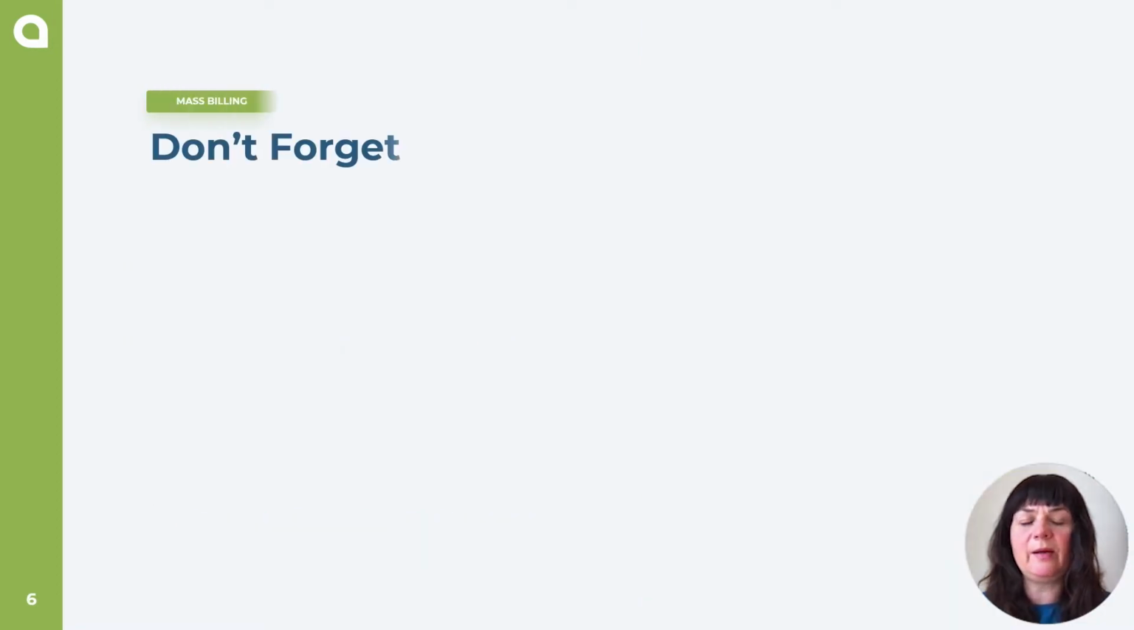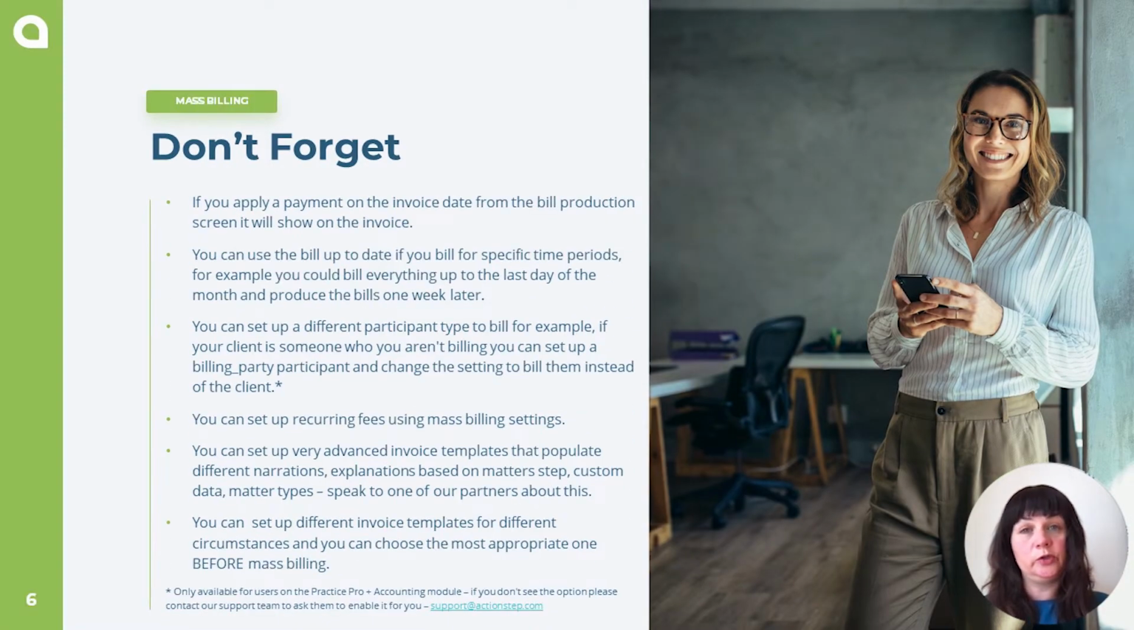There are some things about mass billing I've come across that a lot of customers don't know that it can do or that they aren't using, so I just wanted to run through a few of those points. So don't forget with mass billing, if you apply a payment on the invoice date from the bill production screen, it will show on the invoice itself. You can use the bill up to date if you bill for specific time periods. So for example, you could bill all your time and everything up to the end of the month, and you could have that invoice date be 1 week after that. And then we could bill every month in a recurring cycle.